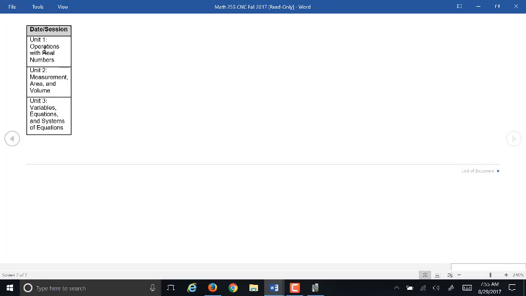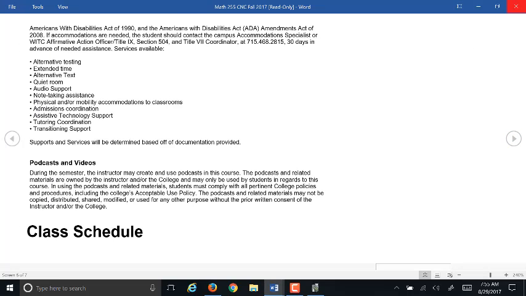And then here are the 3 main units: operations with real numbers, fractions, decimals, and so on. Measurements in area and volume are the 2nd unit. Algebra is the 3rd unit, and then systems of equations actually break out into a 4th unit. It's part of the 3rd unit, but we break it out to a 4th test. It's not quite so long of a test for that. Any questions on policies and procedures? Okay.